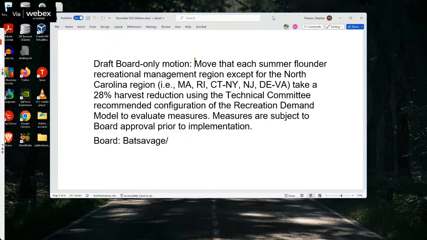All right, thank you, Roy. And back to you, Chris. Okay, thank you, Madam Chair. Motion for people's consideration. Move that each summer flounder recreational management region, except for the North Carolina region, i.e. Massachusetts, Rhode Island, Connecticut, New York, New Jersey, and Delaware through Virginia, take a 28% harvest reduction using the technical committee recommended configuration of the recreational demand model to evaluate measures. Measures are subject to board approval prior to implementation. If I get a second, I'll give some background and reason why I'm making this motion. Second by Ray Kane. Go ahead, Chris.